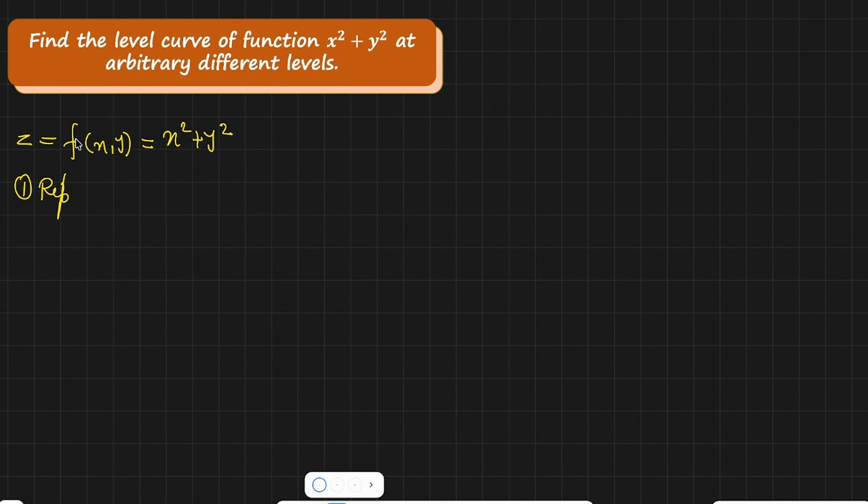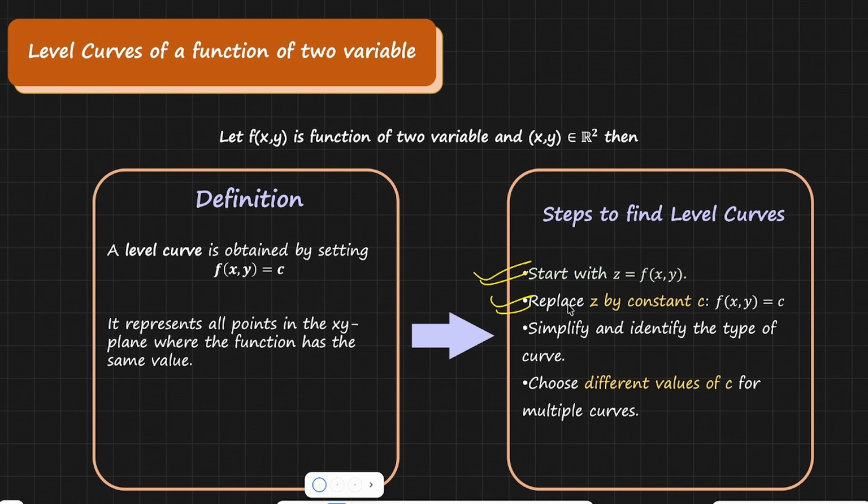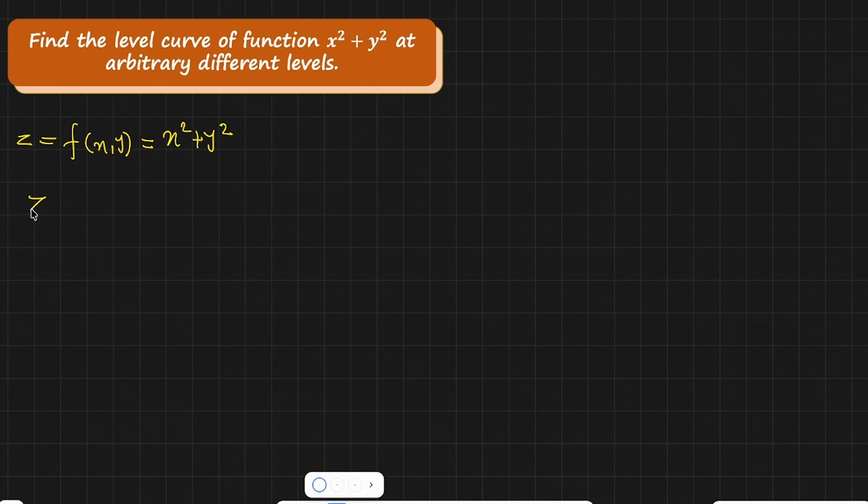Here the second step is to replace z by a constant. So you put z equals c, and you will get c equals x square plus y square. So what is this? This is nothing but a circle. This is a circle of radius root of c. So simply you can write the circle of radius root of c.